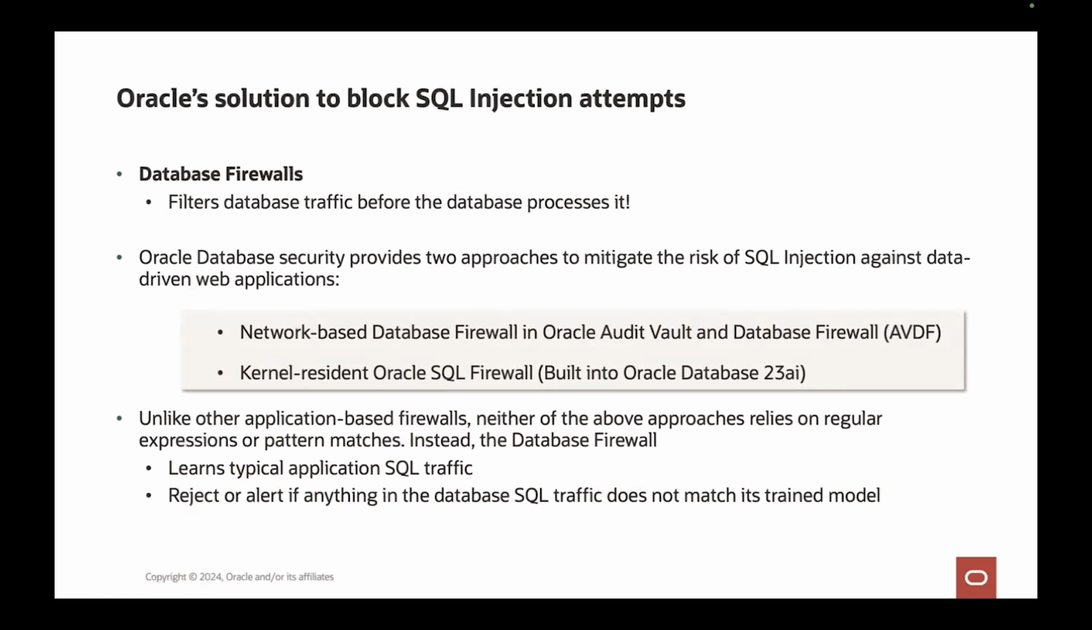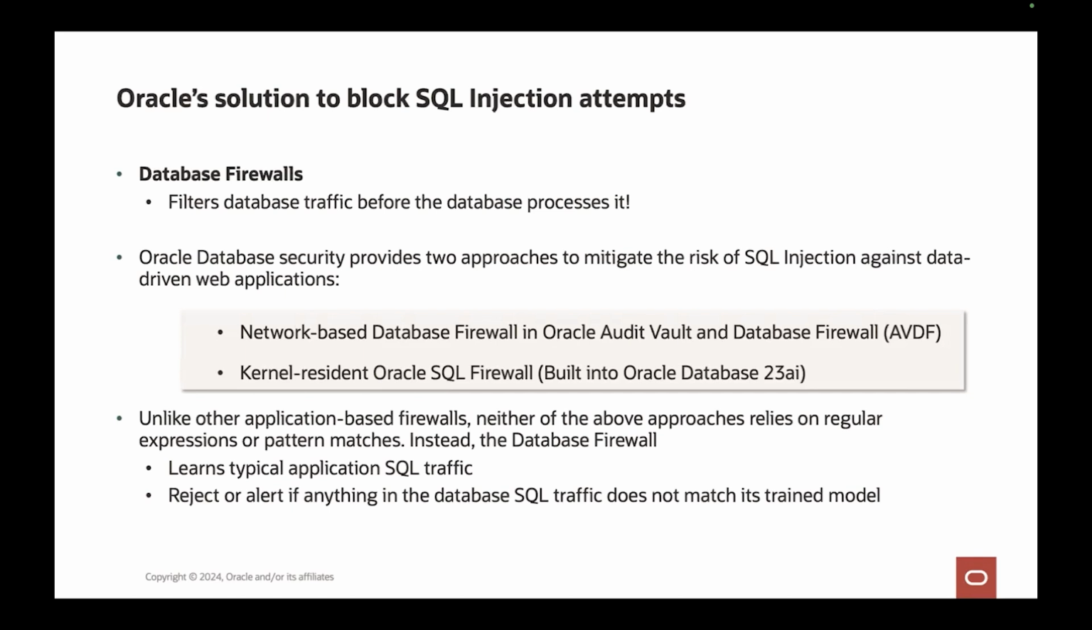So if you're looking from the perspective of the SQL injection risk to curtail them, you can offer either of them. I have a slide explaining what are the factors that you should take into account if you were to choose Database Firewall or SQL Firewall. I'll come to it in a minute. But both of these solutions learn the typical application SQL traffic, construct an allow list of what is learned, and then reject or alert on anything that is not in the allowed list.